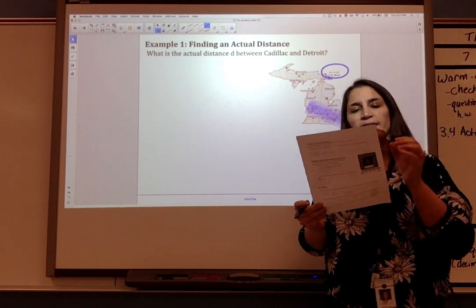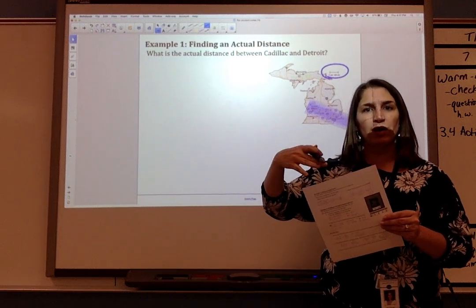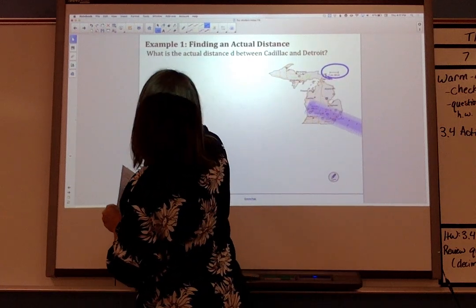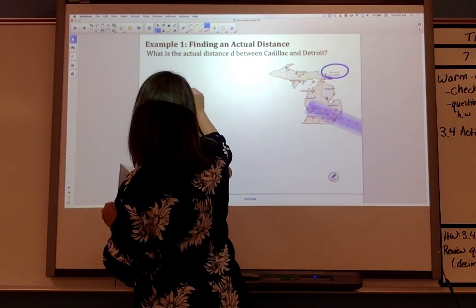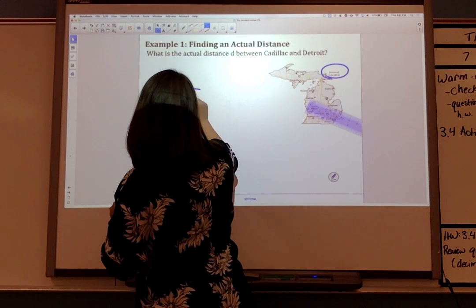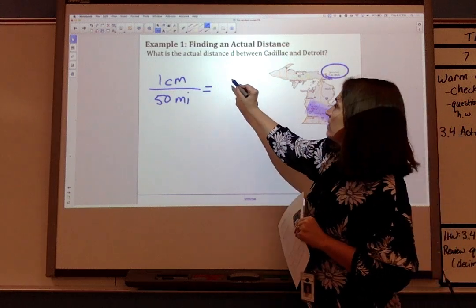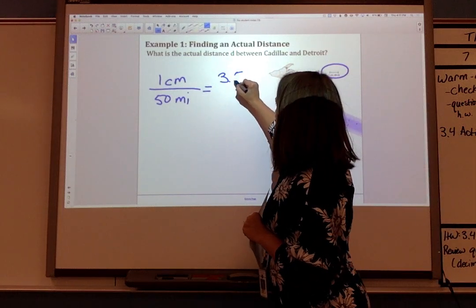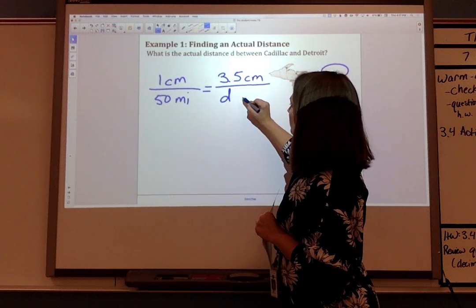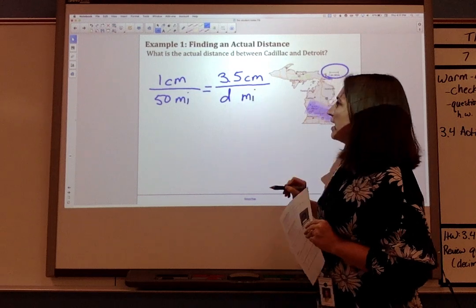So we're going to write the scale, which is that ratio comparing the actual amount to the map amount. So that scale is 1 centimeter to 50 miles. And then we know that on the map, that distance is 3.5 centimeters, and we're trying to figure out how far it is in real life, so D miles.